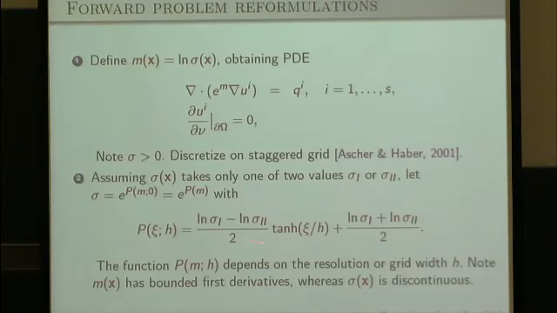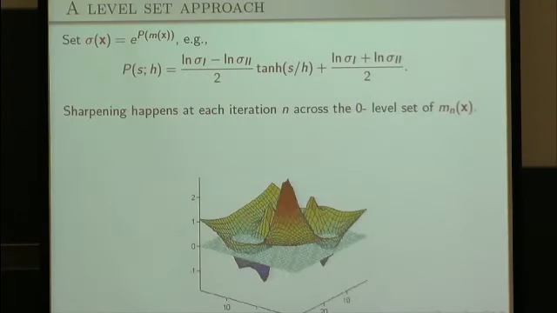So sigma is going to be the exponent of a projection P of m and of m, where this is defined. Now we are thinking about some discretization of the domain, and the discretization width will be h, and this function basically is going to be what defines the jump, which is spread over one mesh pixel, if you wish. Yeah, so it's like that.